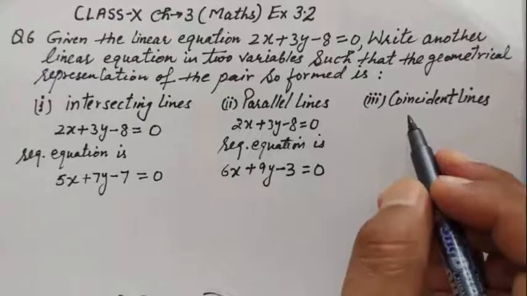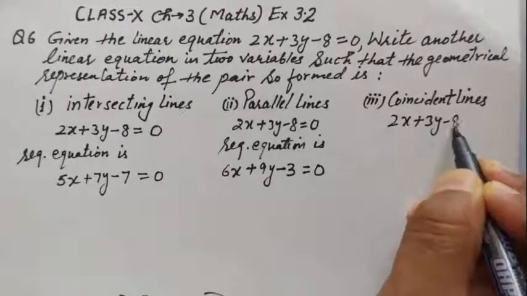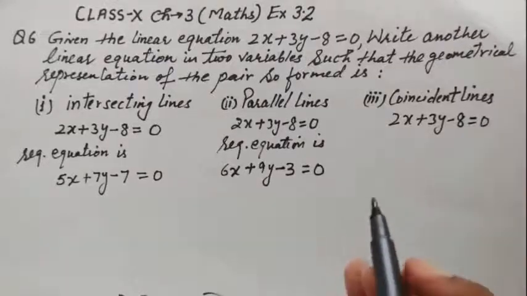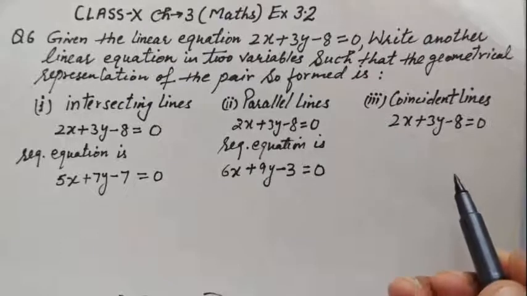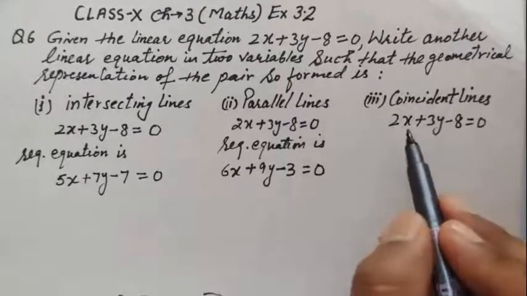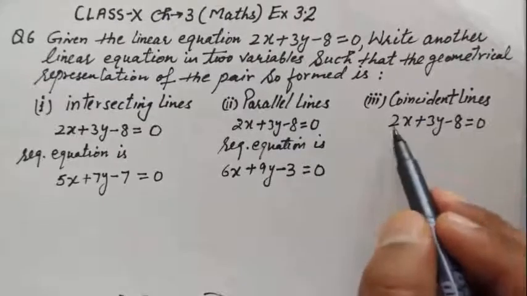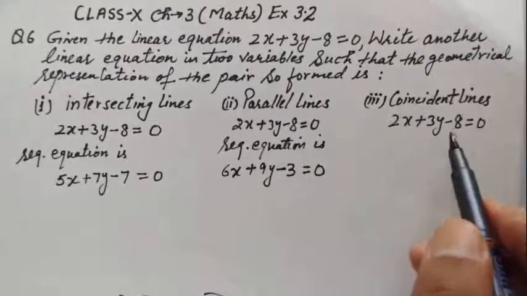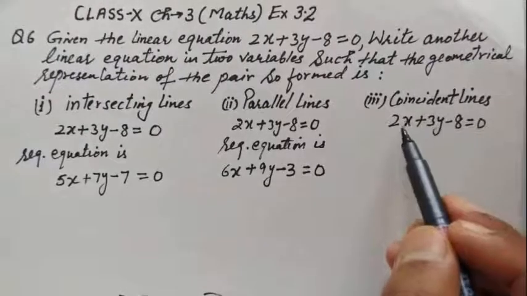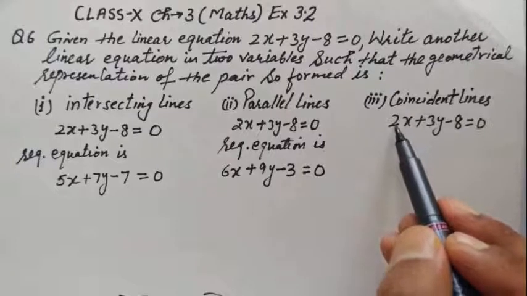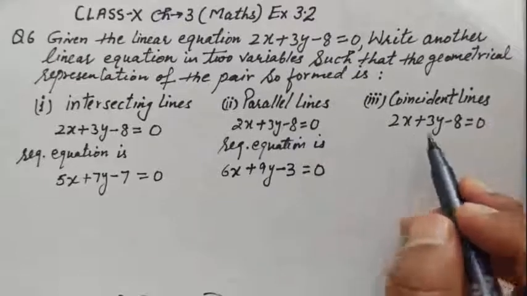Now for the coincident line, first of all you write the given line. For coincident lines the condition is that a1/a2 = b1/b2 = c1/c2. One simple way is to just multiply the full equation by any number: 2, 3, 4, 5, any number. You can multiply by negative numbers also, but you have to multiply the full equation by the same number. Don't multiply by 1, otherwise you will get the same equation, and don't multiply by 0 either.